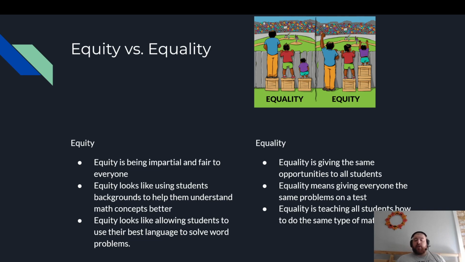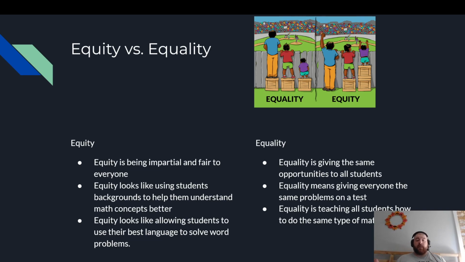Equality is also teaching all students how to do the same type of math problems. So that might look like teaching everyone how to do addition of single numeral numbers, or teaching everyone how to do multiplication. Make sure that everyone's on the same page and working on the same things all together.